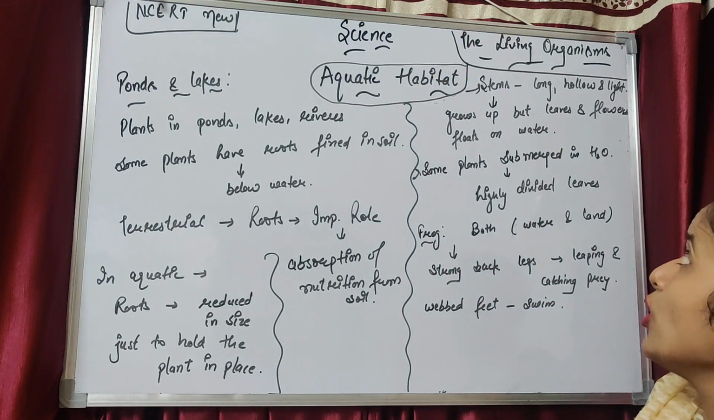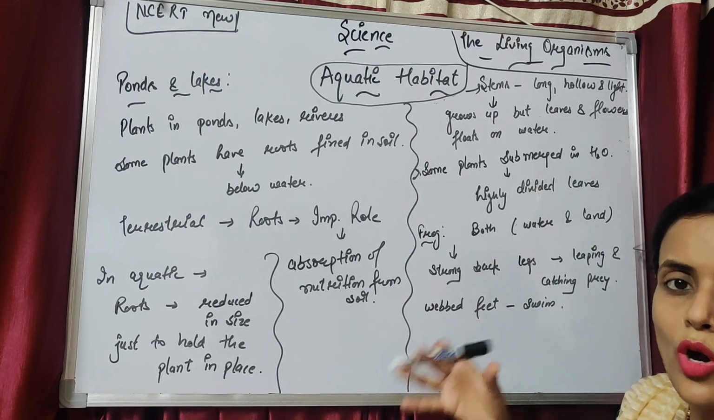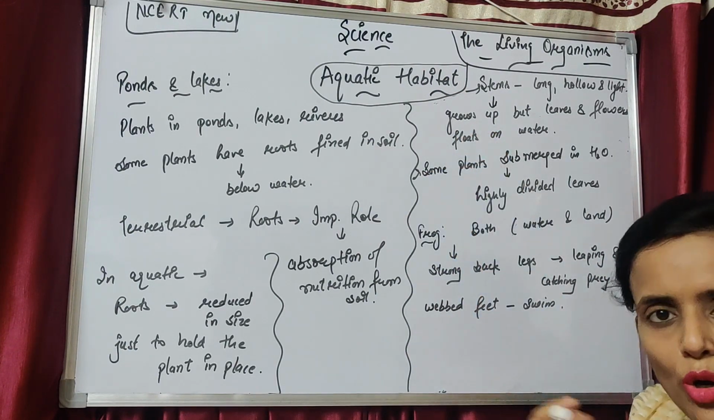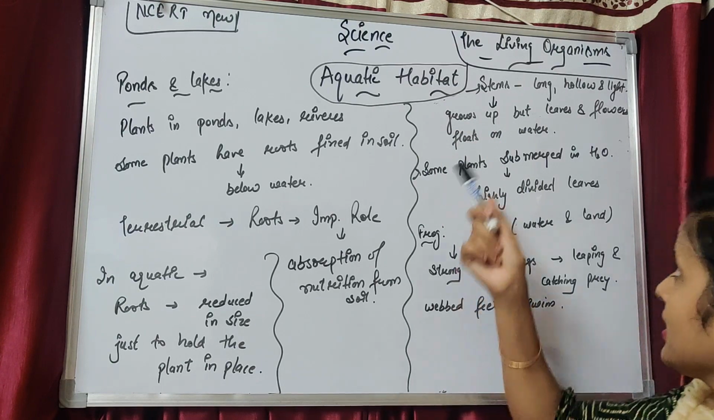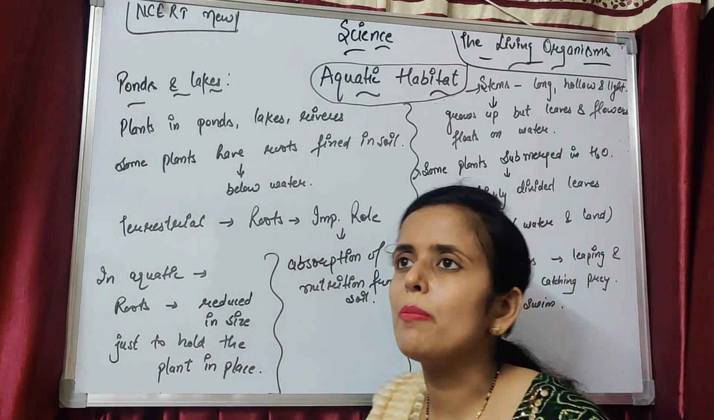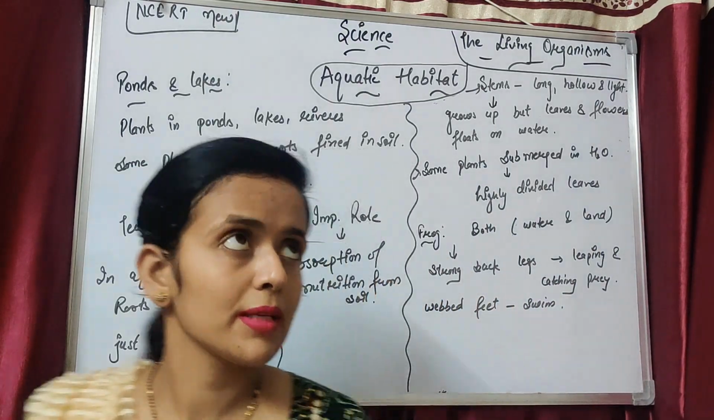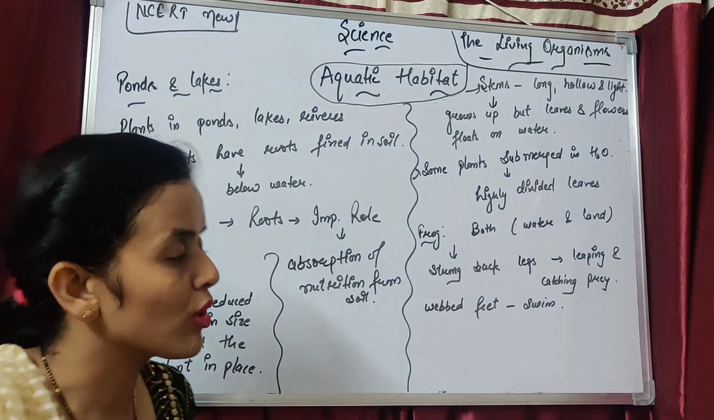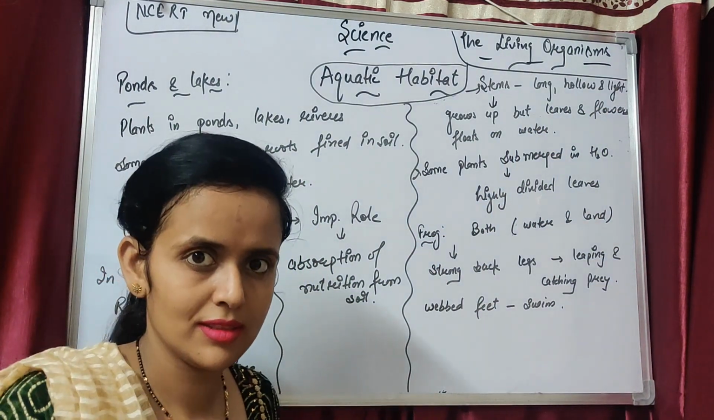Stems are long, hollow and light. That means stems are very long, hollow and light in weight. Stems grow up above the water level, but leaves and flowers float on water. Stems grow up above the surface of the water, but leaves and flowers float on water. Leaves and flowers always float on water, like lotus.